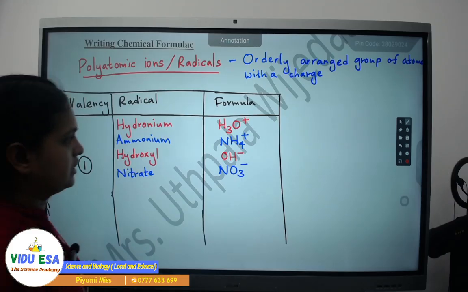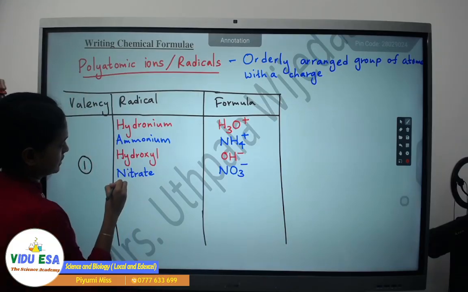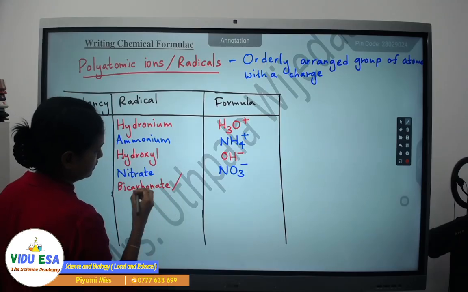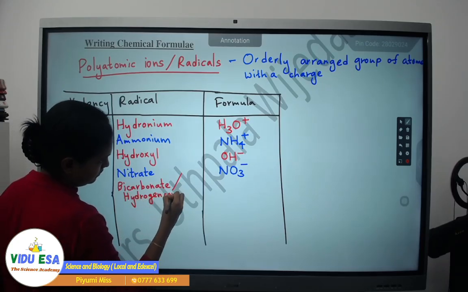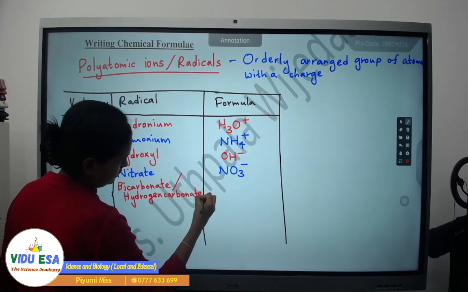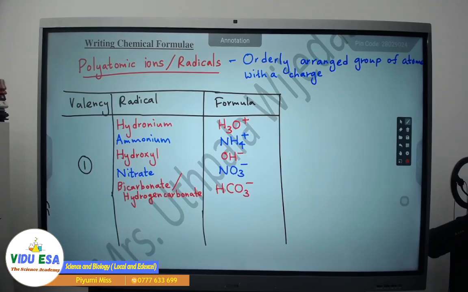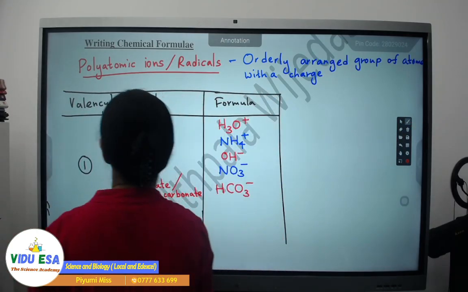Then we can mention bicarbonate. Bicarbonate, we call it as hydrogen carbonate. That is HCO3 minus. Then we can mention bisulfate or hydrogen sulfate.